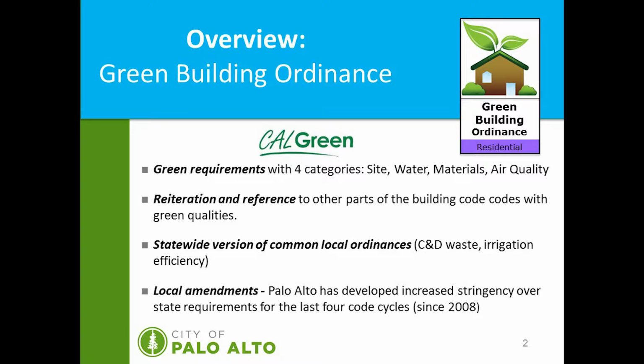quality. The contents of CalGreen contain several reiterations and references to other parts of the building code with green qualities. CalGreen also contains several statewide versions of common local ordinances. These include construction and demolition waste, and irrigation efficiency. In regards to local amendments, Palo Alto has increased the stringency over the state requirements for the last 4 code cycles since 2008.